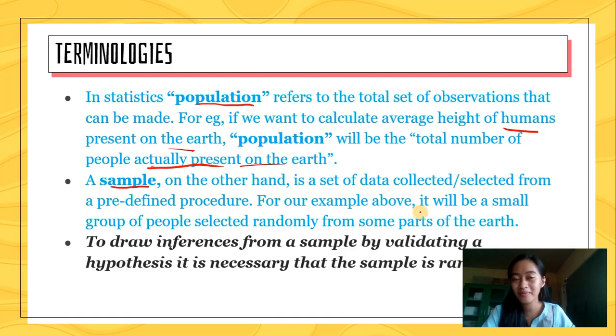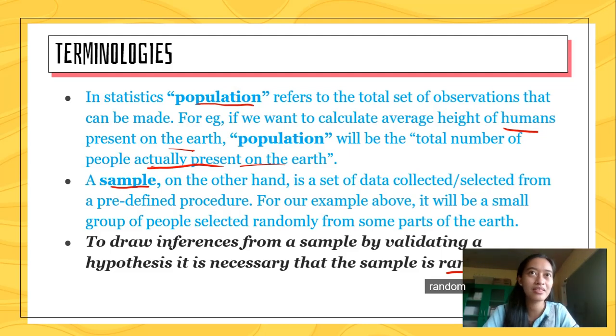For our example above, it would be a small group of people selected randomly from some parts of the Earth. So to make it not biased, you should, as much as possible, try to get a representative sample from all the countries, not just from the Philippines or not just from Indonesia and so on. So to draw inferences from a sample by validating a hypothesis, it is necessary that your sample is random. So we must remember the principles of designing the experiment. It has to be randomized.